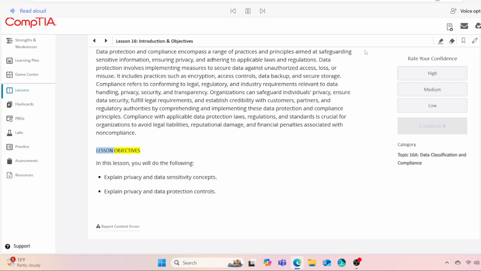Lesson Objectives. In this lesson, you will do the following. Explain privacy and data sensitivity concepts. Explain privacy and data protection controls. Rate your confidence.